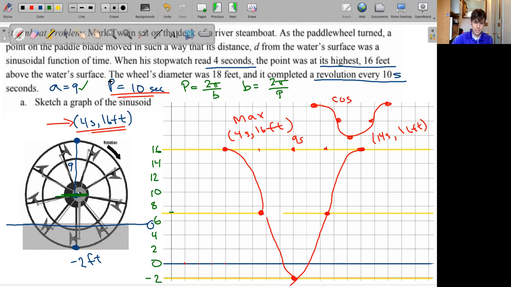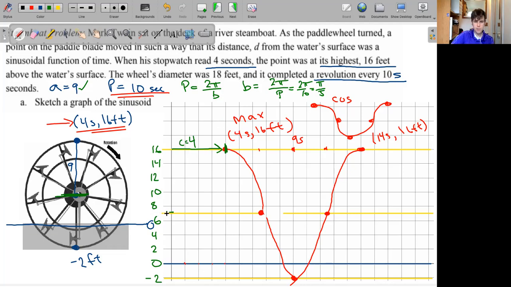So in this case, B is 2 pi over 10, which is pi over 5. So our B value is pi over 5. So that's good. We'll use that. Our C value is how far to the right did we shift this? So we started our cycle here at 4 seconds. So our C value is 4. So that'll be our C value in the equation.